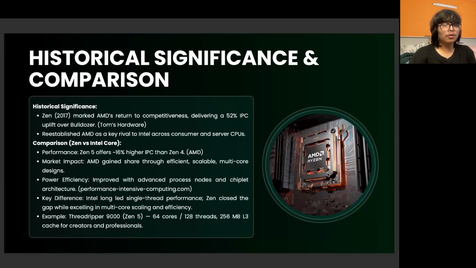The introduction of Zen in 2017 was a turning point for AMD. Compared to its previous Bulldozer architecture, Zen delivers a 52% IPC improvement.